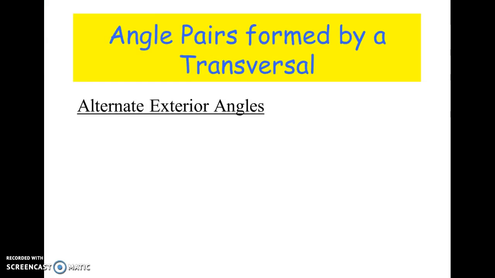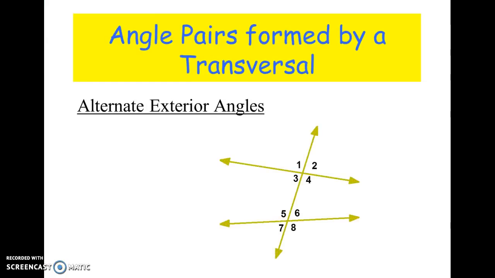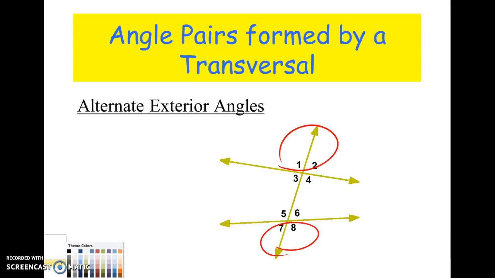Okay, next vocab word, next angle pair. Alternate exterior angles. So if you remember, exterior angles were on the outside. So they have to be either out here or out here. So alternate means on opposite sides of the transversal. Exterior means on the outside of your two lines that are together, cut by the transversal. So that would mean angle 1 and angle 8 have to be alternate exterior because they're on opposite sides of the transversal. And they're also on the exterior of the two lines.